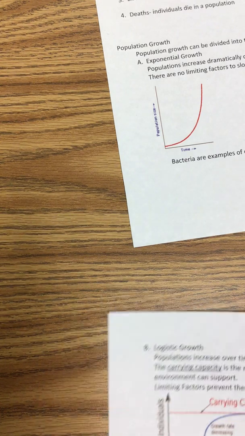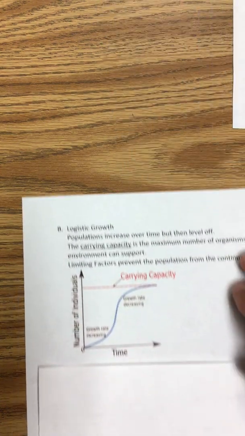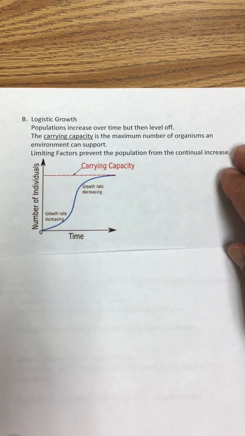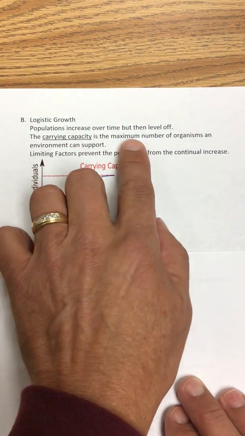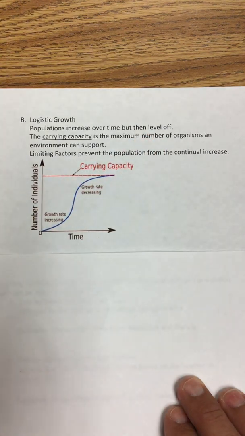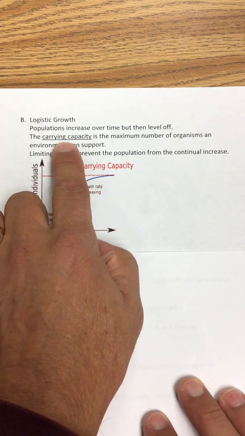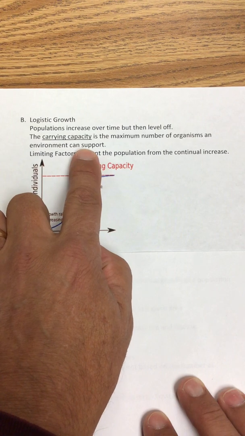Another type of population growth is logistic growth. And this is typically what we see in an ecosystem. So what happens in logistic growth is that the populations are going to increase over time, but they're going to level off. And another term that we see here is something called carrying capacity. So that's the maximum number of organisms an environment can support.